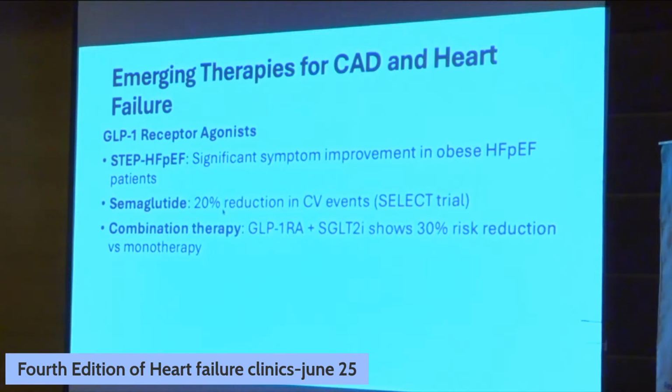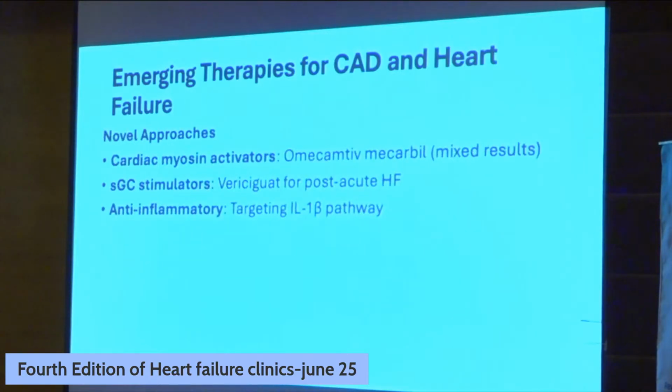And it is always best if you combine both GLP-1 as well as SGLT2. Combination of these two can reduce the mortality by 30% compared to each drug alone. So always combine a GLP-1 RA with an SGLT2 inhibitor in our day-to-day practice.